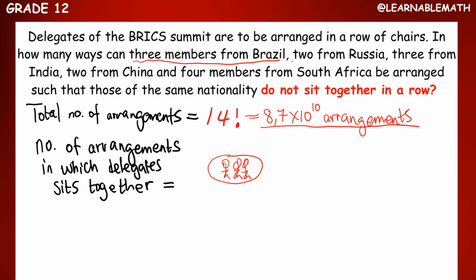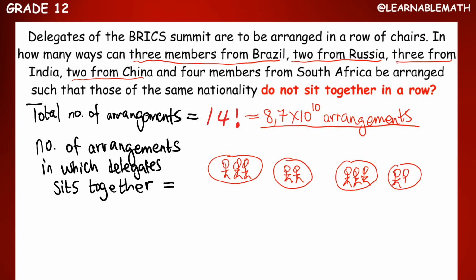Then we have 2 members from Russia. I'm just going to put them as one unit in this box. And 3 from India. So we have 3 from India. I'm putting them as one unit there. Then we have 2 from China, 2 of them from China as one unit there. And lastly, 4 from where? From South Africa as one unit there. We have 4 members there.